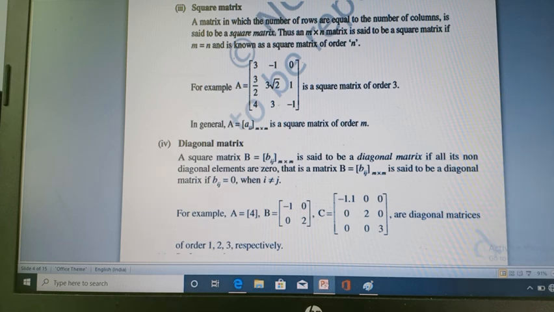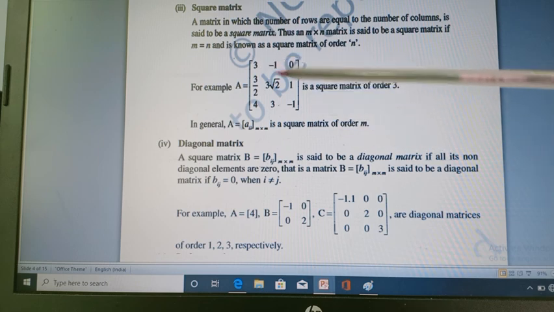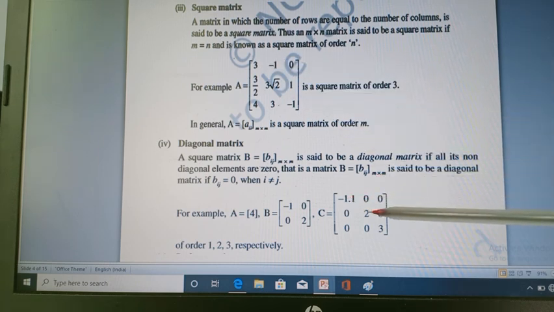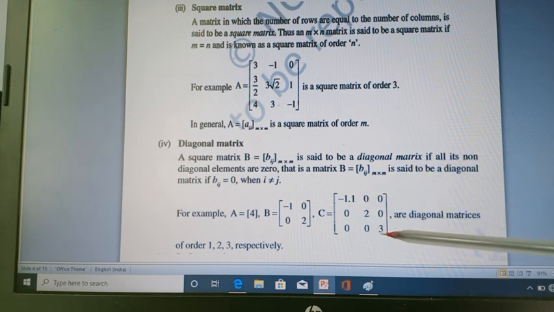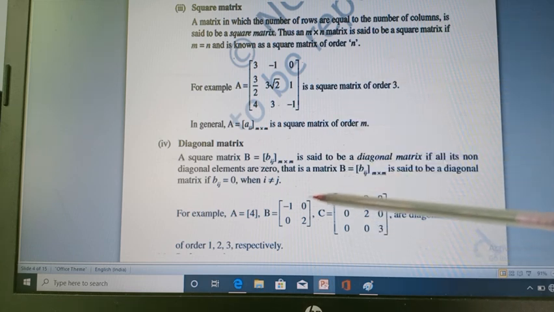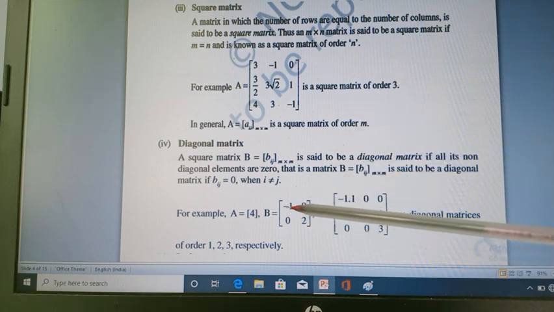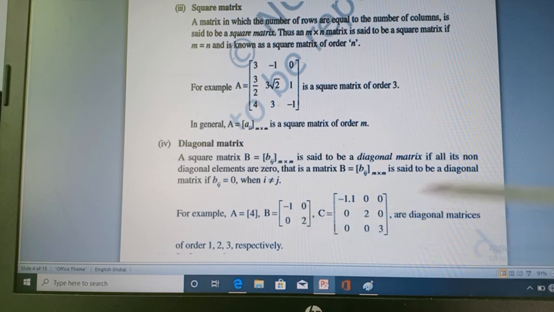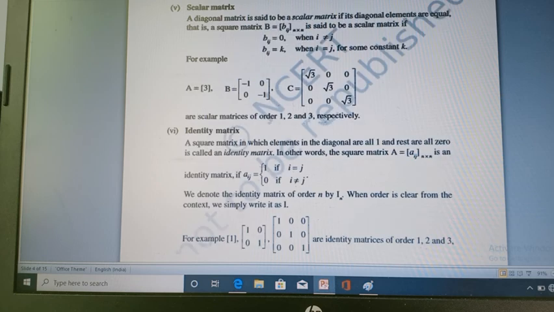Now the diagonal matrix. In every square matrix there are diagonal elements. These elements are called diagonal elements. So a diagonal matrix is a type of matrix where the diagonal elements are non-zero and the non-diagonal elements are 0. You can see that these are the diagonal elements. These are non-zero and the other elements are 0. So this type of matrix is called a diagonal matrix.